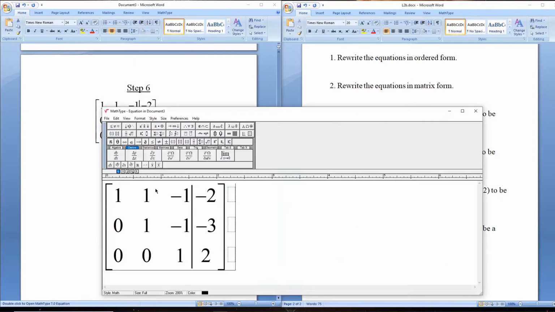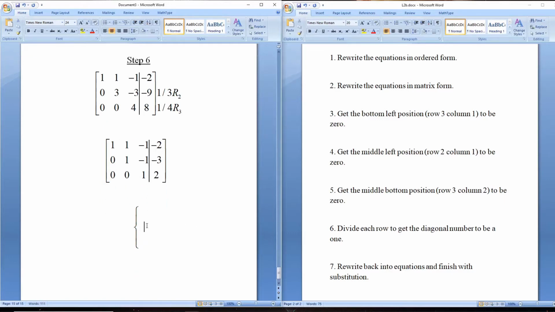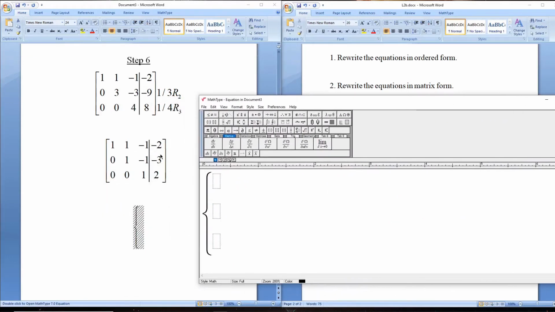And so here we go. Here's our matrix. We have all 1s on the diagonal. And we have all 0s in the bottom left corner. Which means we can stop with matrices and now put this back into equation form so that we can finish with substitution. Let me put this back into equation form. So if you look at this, remember the first position is x, second is y, third is z. So this tells us we have 1 times x plus 1 times y, and then minus 1z. And all of this equals minus 2.